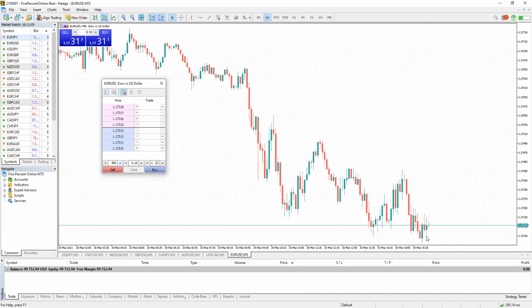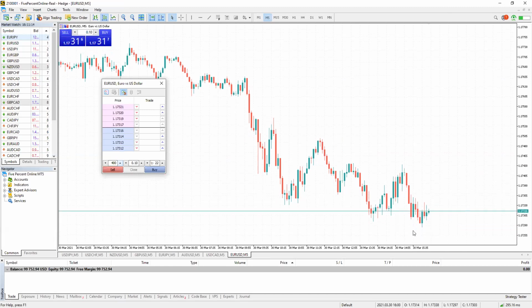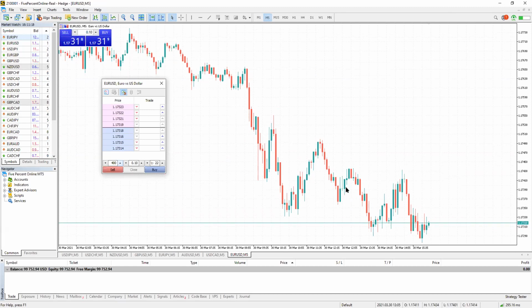And of course, if I start buying here, then all my stops will be below this low right there. And if the market comes higher, then I will start around these areas. I will start selling into this market.